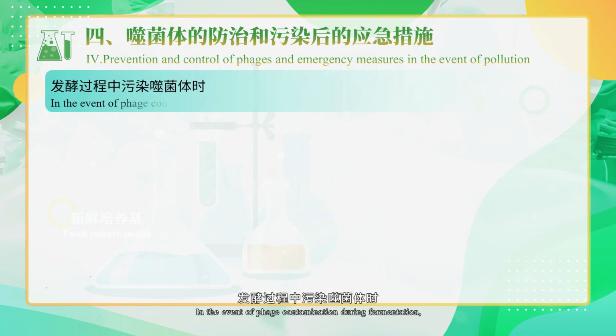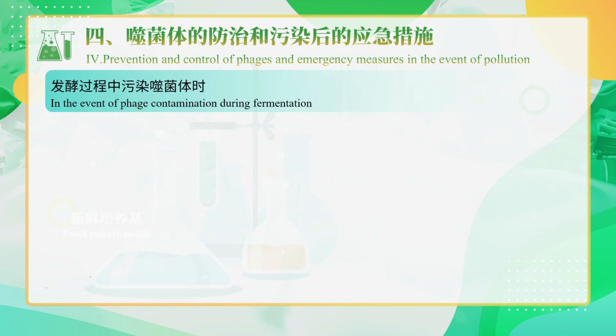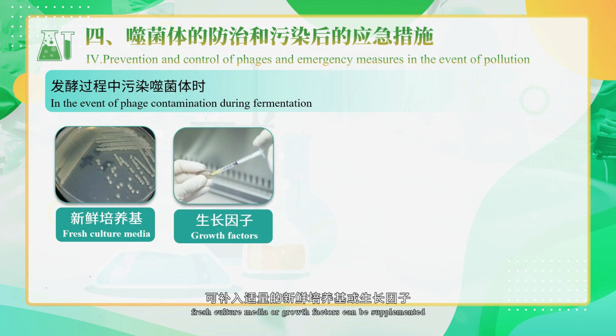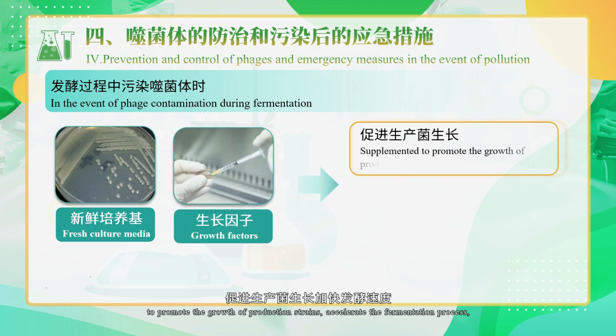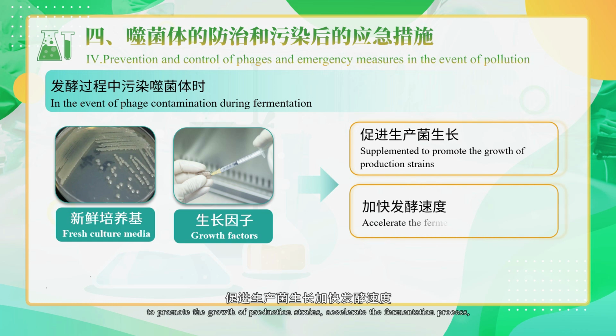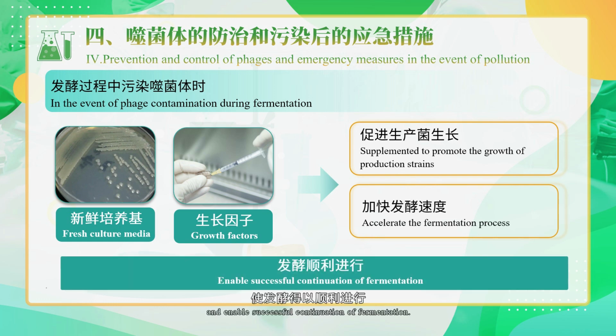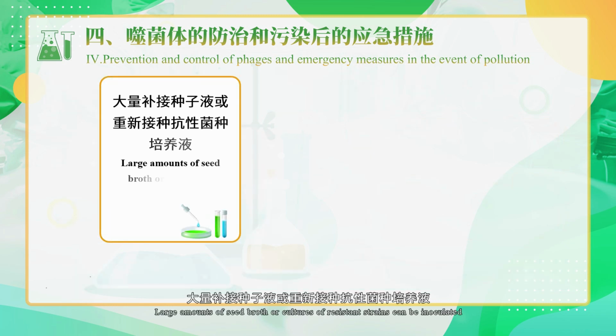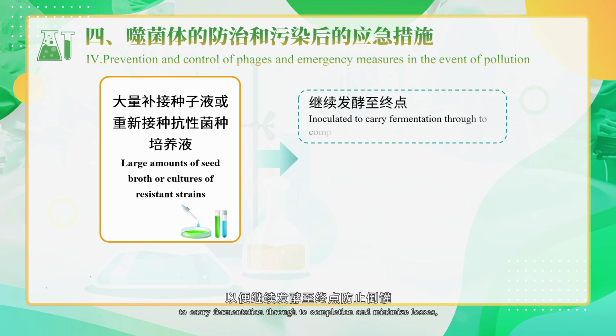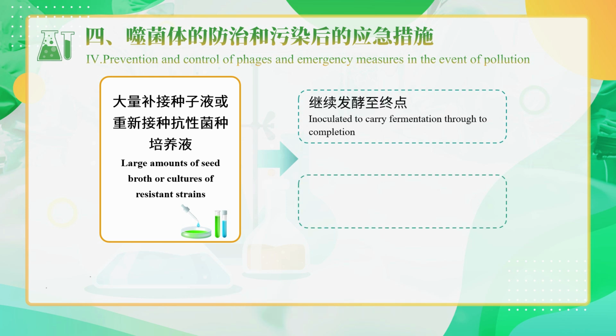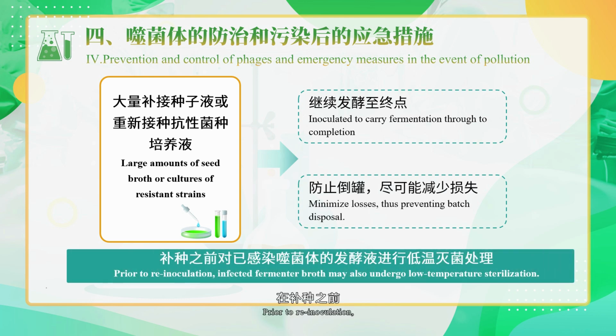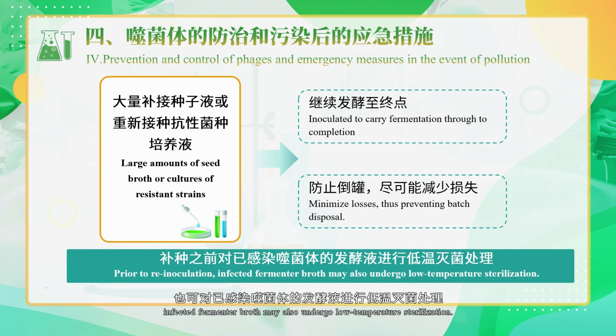In the event of phage contamination during fermentation, fresh culture media or growth factors can be supplemented to promote the growth of production strains, accelerate the fermentation process, and enable successful continuation of fermentation. Large amounts of seed broth or cultures of resistant strains can be inoculated to carry fermentation through to completion and minimize losses, thus preventing batch disposal. Prior to re-inoculation, infected fermenter broth may also undergo low-temperature sterilization.